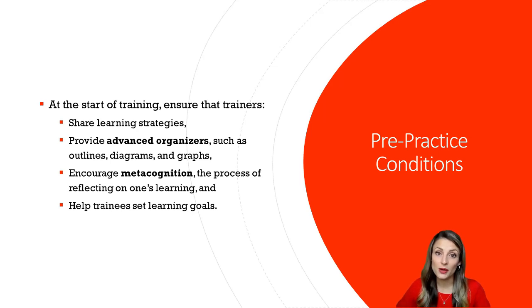Trainers can encourage metacognition by asking trainees to think about the learning process and take time to reflect on their experience in the training program. Ask learners to spend 10 to 15 minutes at the end of a training program reflecting on what they learned and how they can use what they learned on the job. Every learner is expected to meet the learning outcomes of the program, but it also helps for trainees to set their own customized, personalized learning goals.